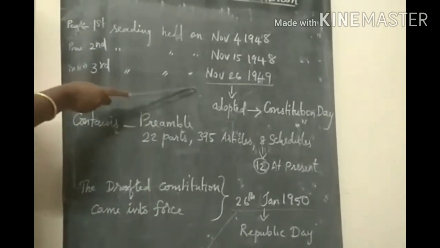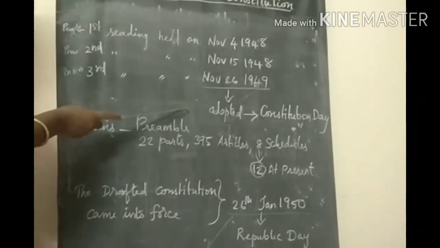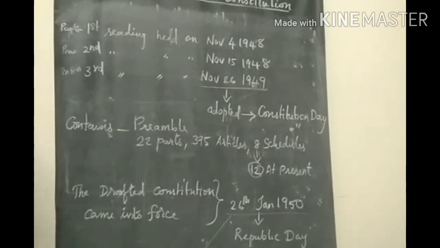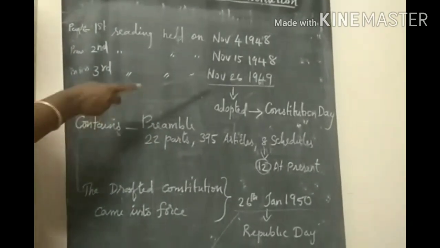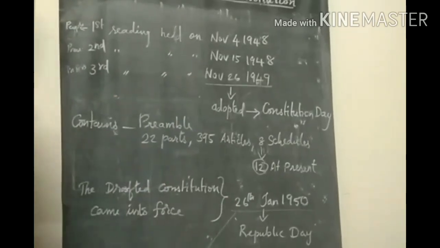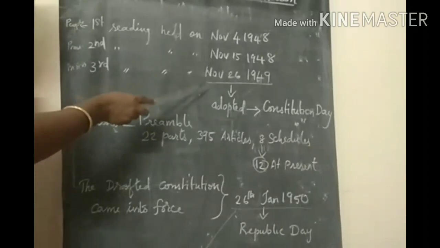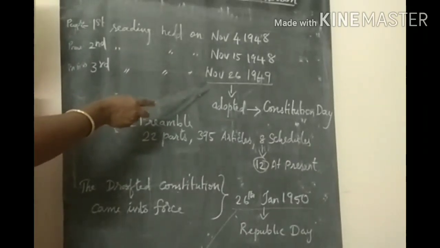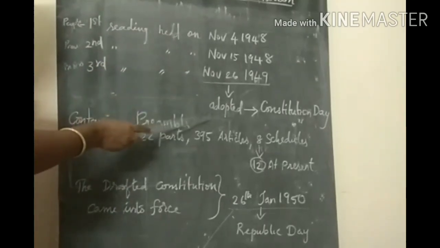Okay, which day was adopted as Constitution Day? This Constitution was adopted on 26th November 1949. That day was observed as Constitutional Day. Okay, which day was observed as Constitutional Day? November 26, 1949, because that day only our constitution was adopted.